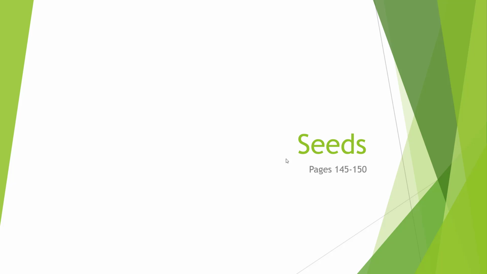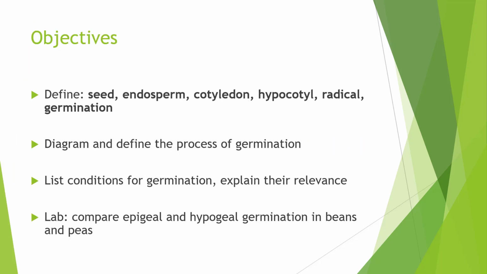And now it's time for the need for seeds. Be able to define seed, endosperm, cotyledon, hypocotyl, radicle, and germination. Diagram and define the process of germination. List conditions for germination and explain their relevance. In lab, we're going to compare epigeal and hypogeal germination in beans and peas.